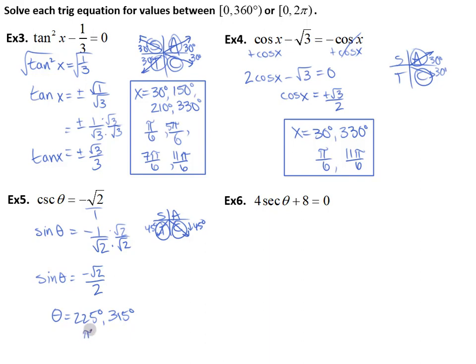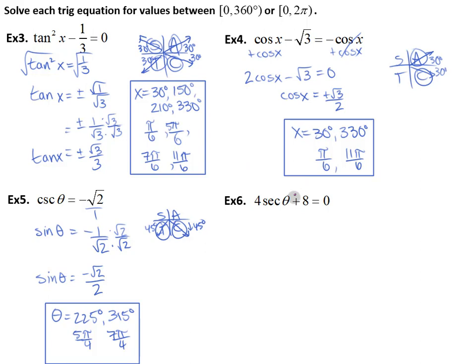And since these are both multiples of 45, they will both be multiples of pi fourths. Let's see, just being less than 2 pi, this should be 7 pi fourths. And this just being more than 1 pi should be 5 pi fourths. Okay, so there are our 4 solutions. This is where cosecant is negative root 2, 2 places given in both degrees and radians.